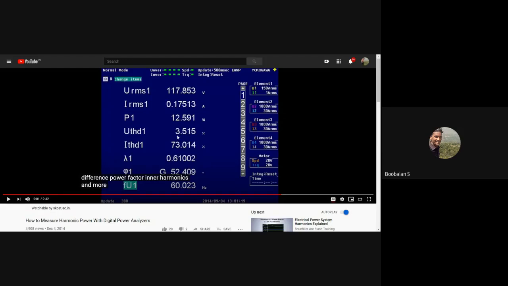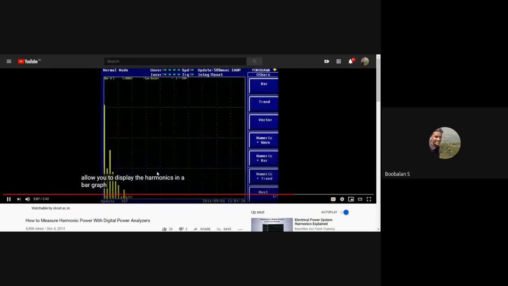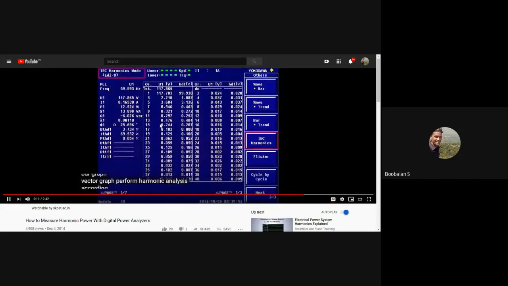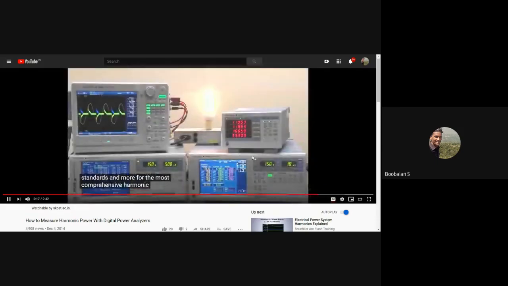Now we have the voltage harmonics at 3.5%, and the current harmonics at 73%. It is very high. Additional features include interharmonics and more. They also allow you to display the harmonics in a bar graph, so you could see the vector and the third order, and perform harmonic analysis according to the international IEC standards. For the most comprehensive harmonic measurement and analysis, a digital power analyzer.